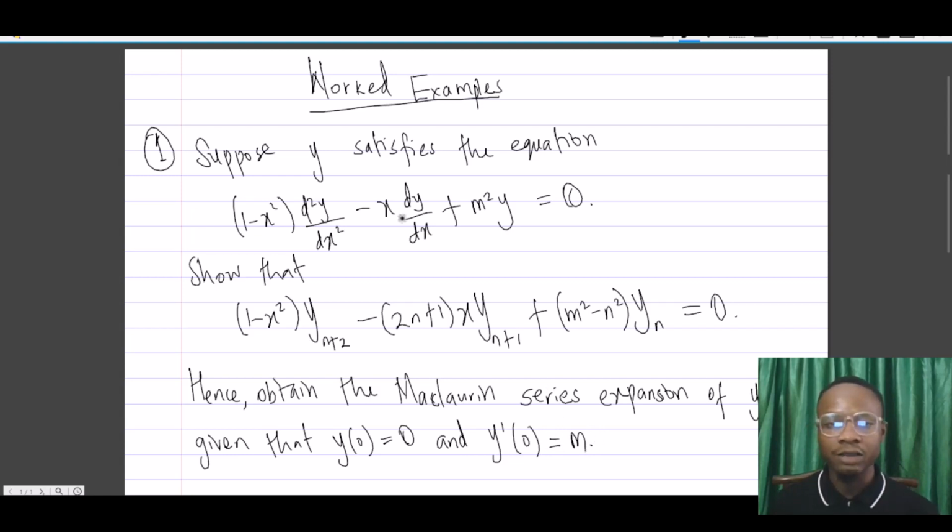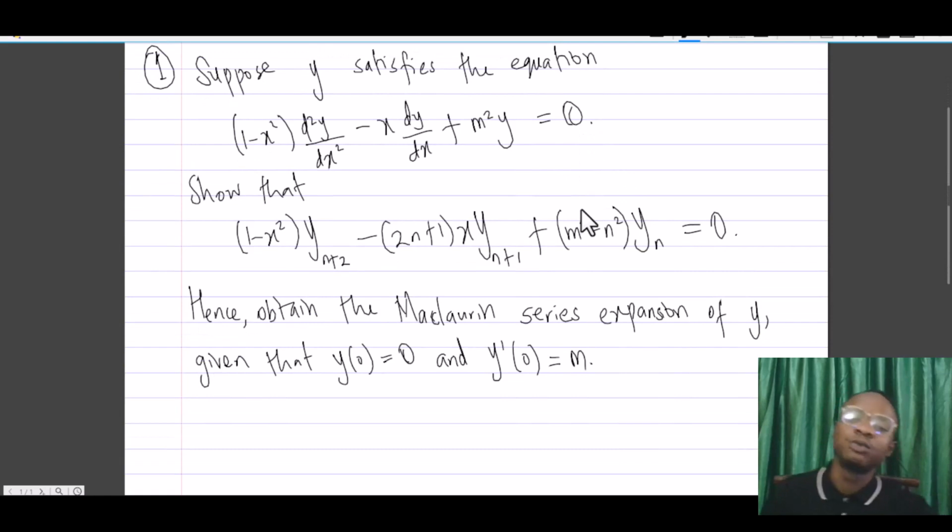So let's verify that. Suppose y satisfies the equation (1 minus x squared) d squared y/dx squared minus x dy/dx plus m squared y equals 0. Show that (1 minus x squared) y sub n+2 minus (2n plus 1) x y sub n+1 plus (m squared minus n squared) y sub n equals 0. Okay, let's obtain the Maclaurin series expansion of y. You know that y of 0 is 0 and y prime of 0 is m. Alright, so now let's get on it.